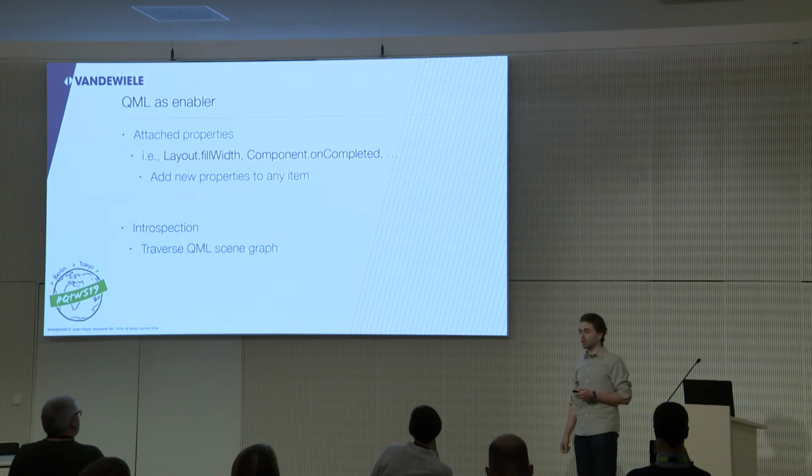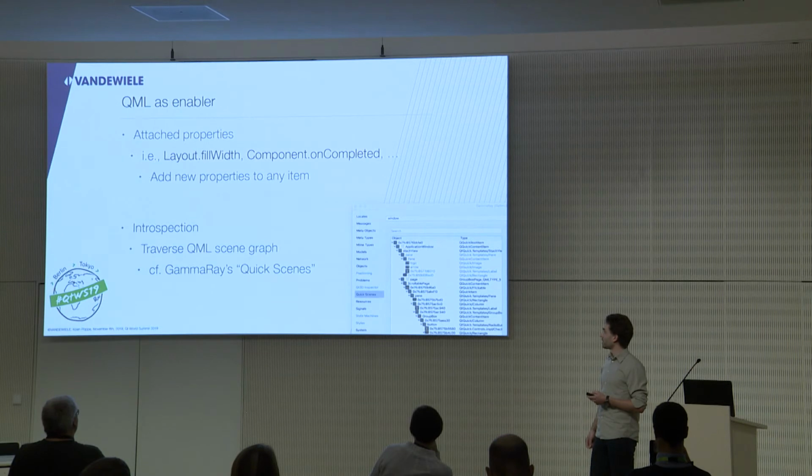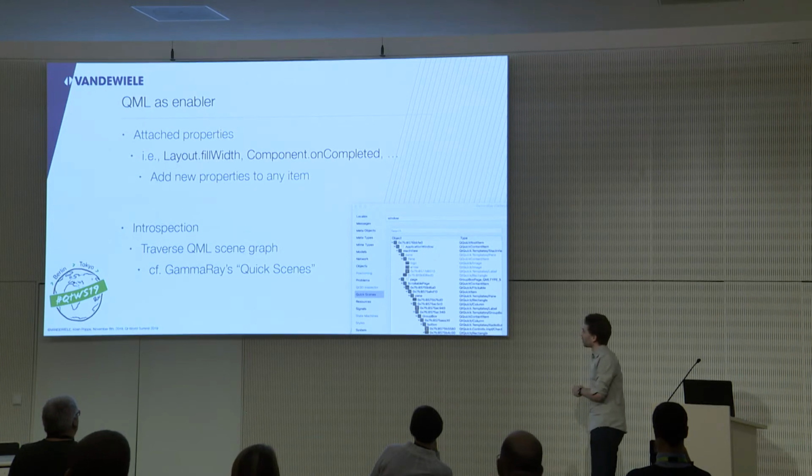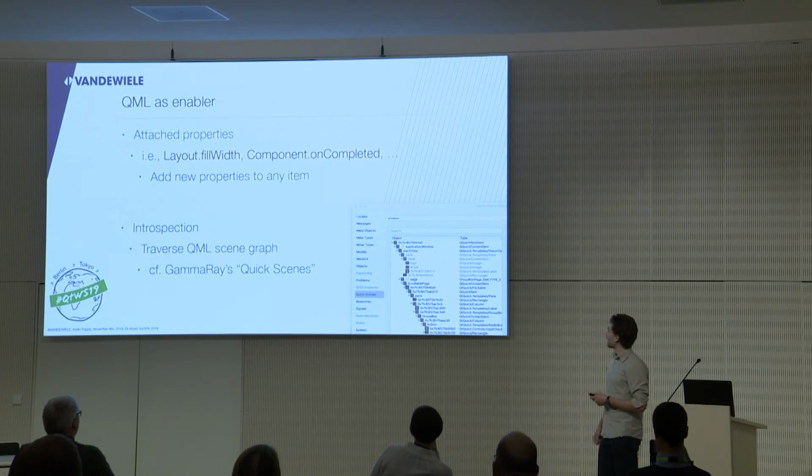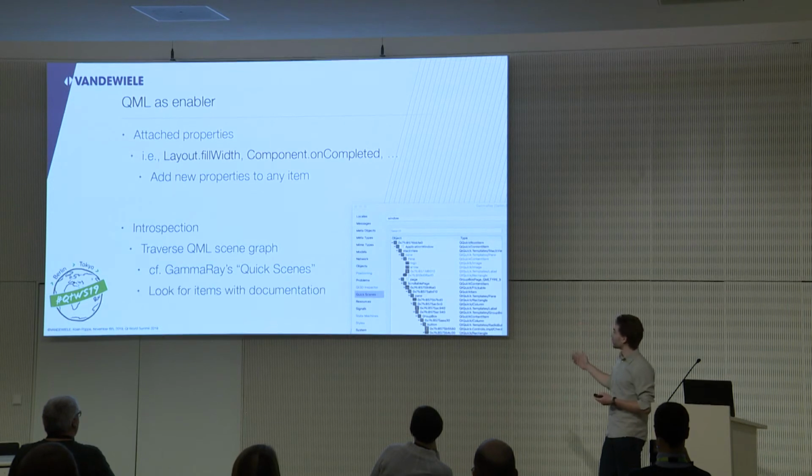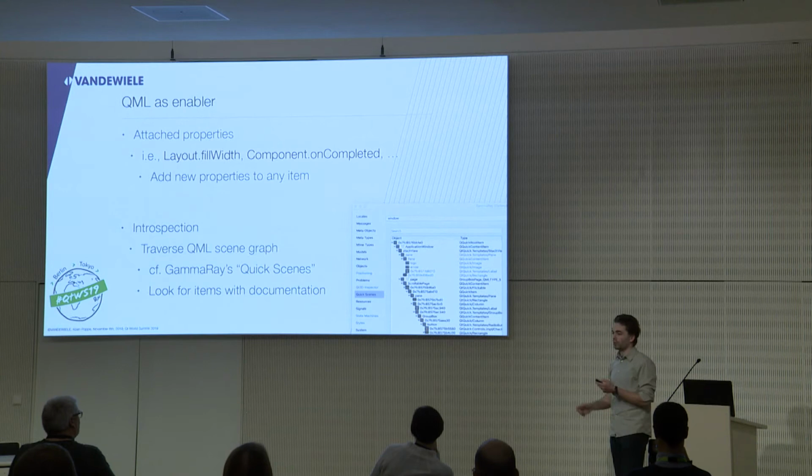For those working on QML UIs, I certainly recommend the GammaRay tool, which KDAB has developed. This also has a view, called Quick Scenes, where you have a runtime view of this entire view hierarchy. So by going through this and looking for all the items that are documented, we can actually move on.